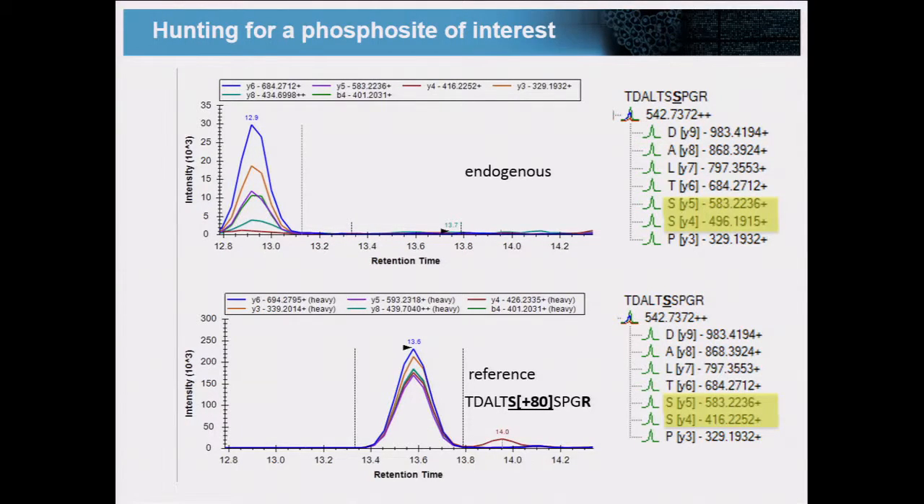But it might be very difficult to say whether a shift between 12.9 and 13.8, that's less than a minute, is a very big shift in retention time. Are we in any way sure? So having a reference peptide here was really what enabled us to say at the endogenous level there is nothing phosphorylated on this residue, but there is a phosphorylation on another residue.